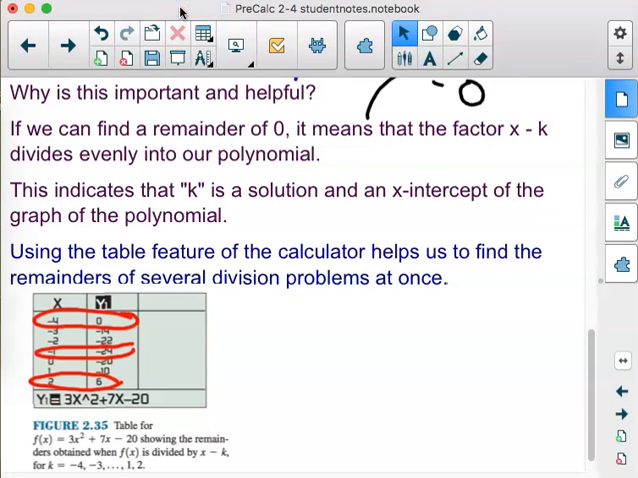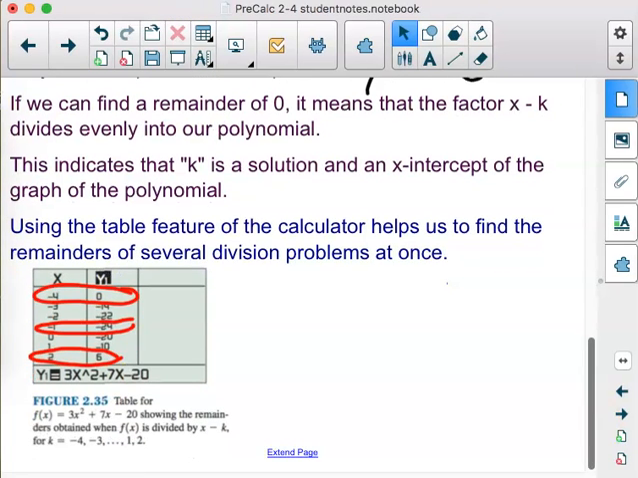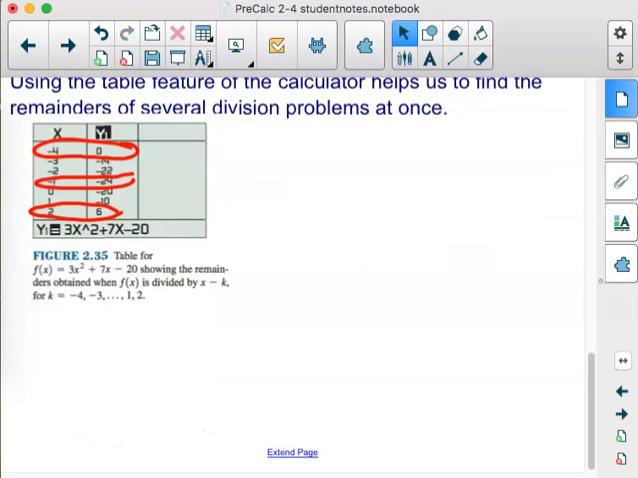All right, so my little record stuff is over the top of this. I wanted to show you this piece. Here's what it's saying: there's our 3x squared plus 7x minus 20, showing those remainders when you divide by x minus k. That's going to help us out. We can use the table to find some that we think are pretty obvious zeros and then work from there.